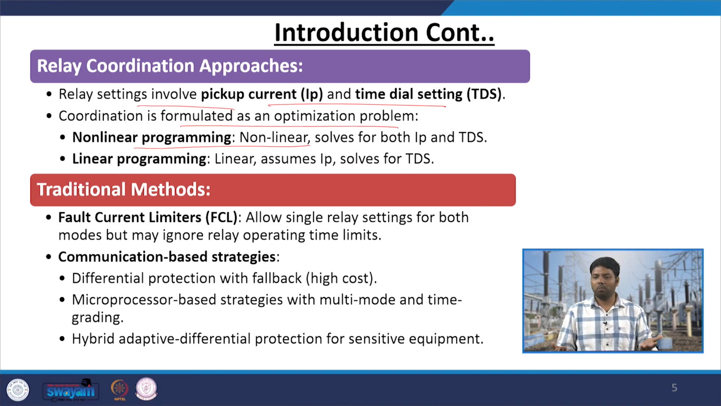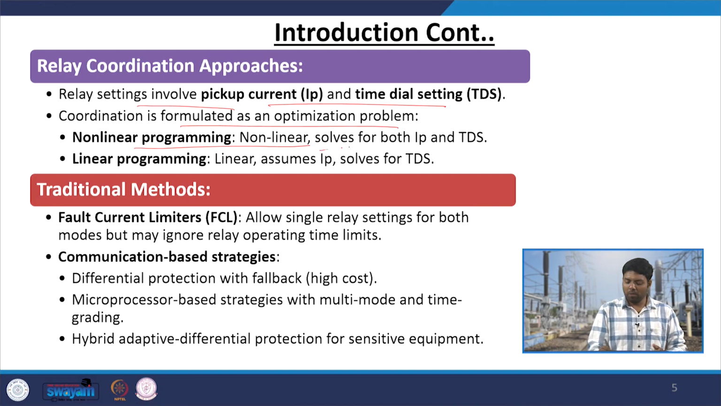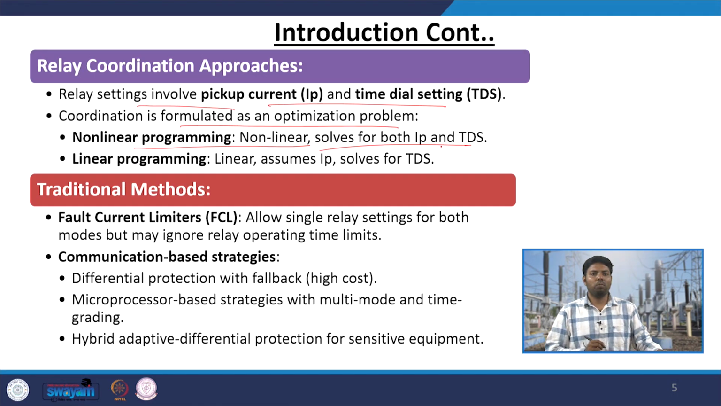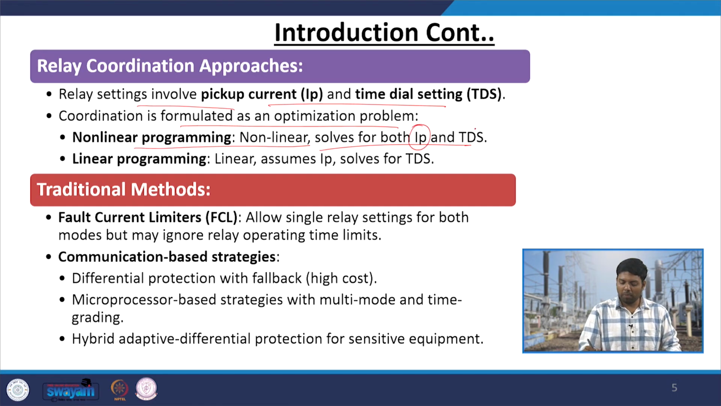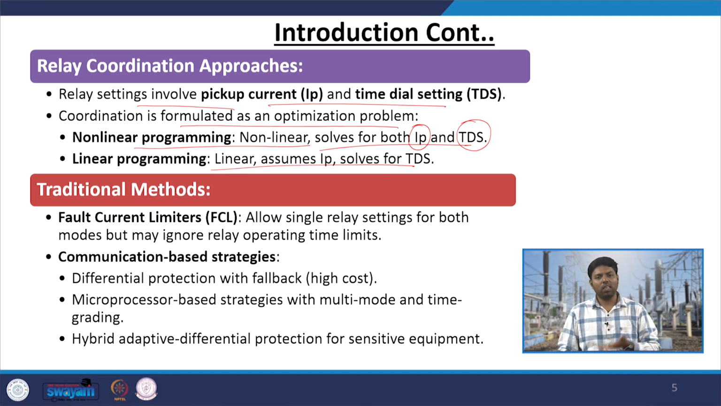That is an optimization problem, and it is mostly a non-linear problem because of the value of the pickup current and the TDS, that we will see in the expression. Otherwise, with some linear programming assumption or linearization method, you can linearize them and then solve for the IP and the TDS. So, your decision variables are your pickup current and your TDS, that is your setting.